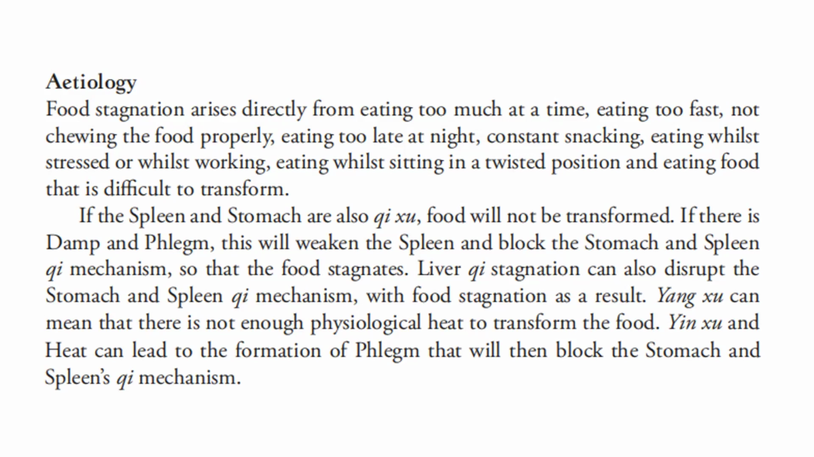If there is damp and phlegm, this will weaken the spleen and block the stomach and spleen chi mechanism so that the food stagnates. Liver chi stagnation can also disrupt the stomach and spleen chi mechanism with food stagnation as a result. Yang shu can mean that there is not enough physiological heat to transform the food. Yin shu and heat can lead to transformation of phlegm that will then block the stomach and spleen's chi mechanism.